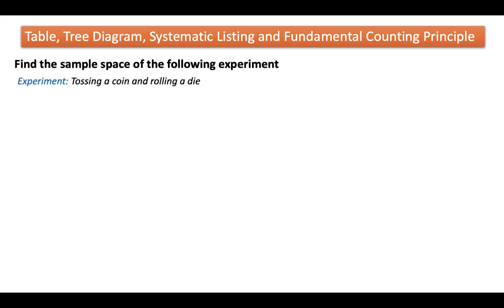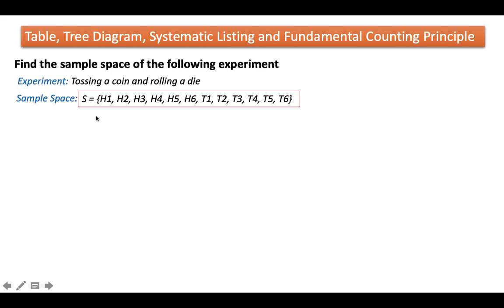In this experiment, tossing a coin and rolling a die, the sample space is this one, like what we have learned from our previous video. But how do we know the exact number of possible outcomes in a certain sample space? And what are the other alternatives in finding a sample space?